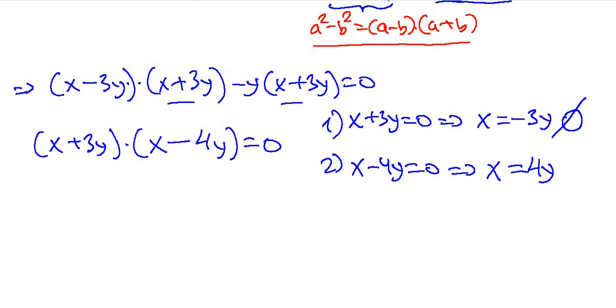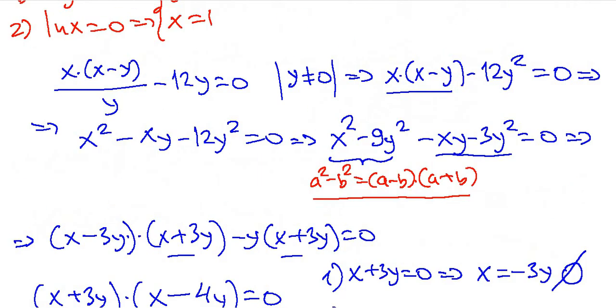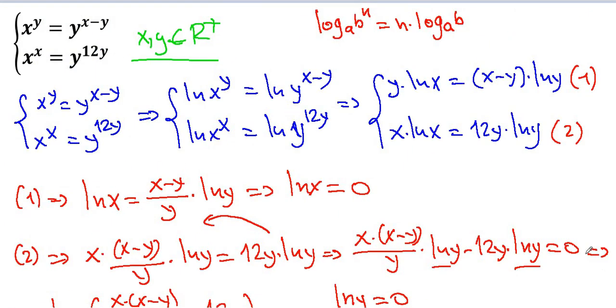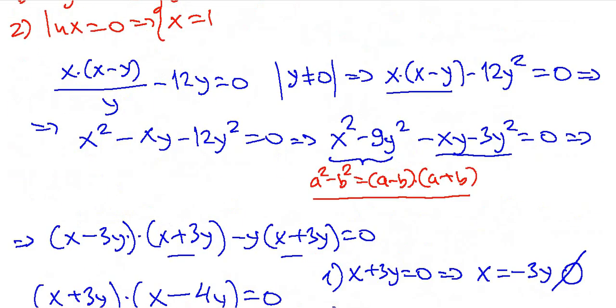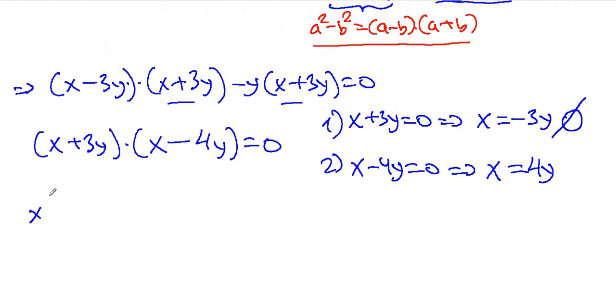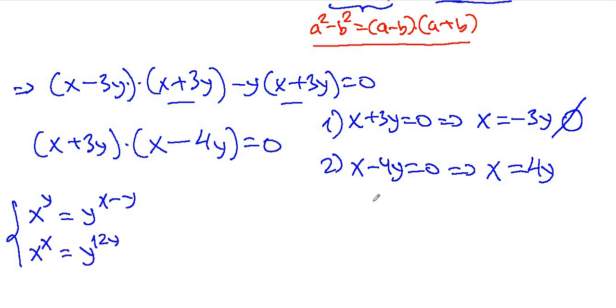Now let me rewrite our original system of equations as it is here. x to the power of y is equal to y to the power of x minus y, and the second equation was x to the power of x is equal to y to the power of 12y. Now I can substitute this 4y into the first equation. In other words, this is going to be equivalent to 4y to the power of y is equal to y to the power of 4y minus y, which is 3y.